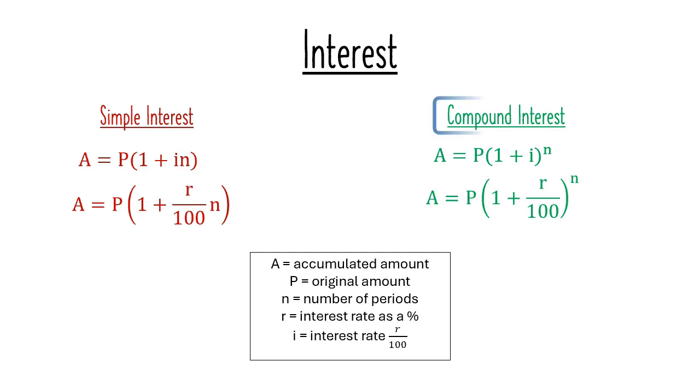What about compound interest? Compound interest, on the other hand, is calculated on the principal amount and also on the interest that has been added to the original amount over previous periods. Let's take a look at the formula. A equals P multiplied by (1 plus I) to the power of N, where I is the interest rate per period, like in simple interest, and N is the number of compounding periods.